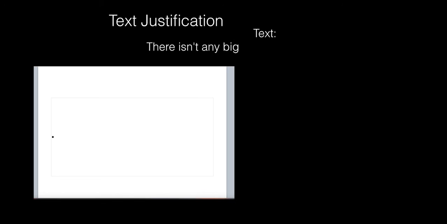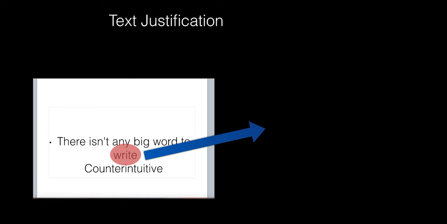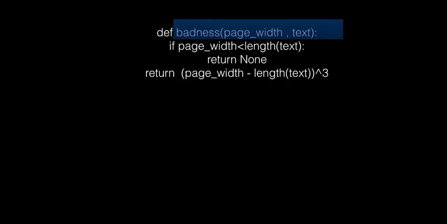Let's look at text justification. Text justification is about splitting the text into lines. One approach that we can use to solve this problem is to fit as many words as we can in the first line and repeat. But this is a bad approach as it can make very bad lines. So let's look at another approach.